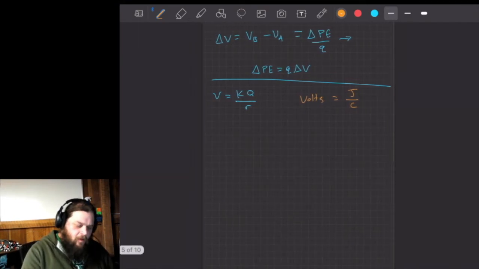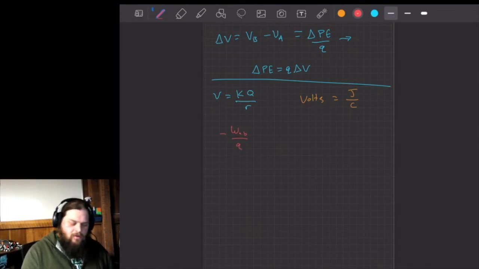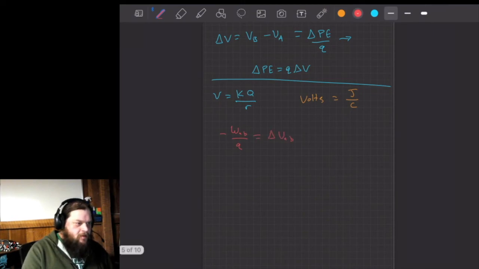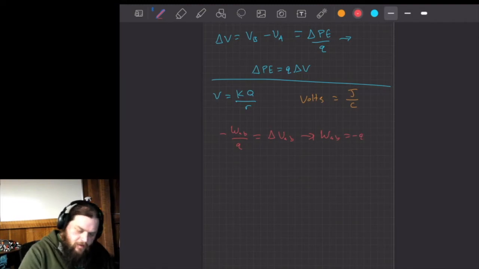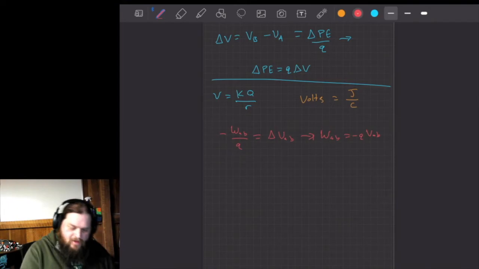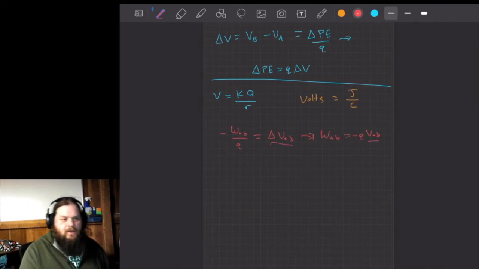We can also calculate work. Work is the negative work from A to B divided by, we can calculate the voltage using work. So the work from A to B divided by a charge is equal to that change in voltage from A to B. Similarly, just moving things around, calculating that work is equal to negative Q times VAB, which is the same as delta VAB. Those two are the same idea. It's the voltage between those 2 points.